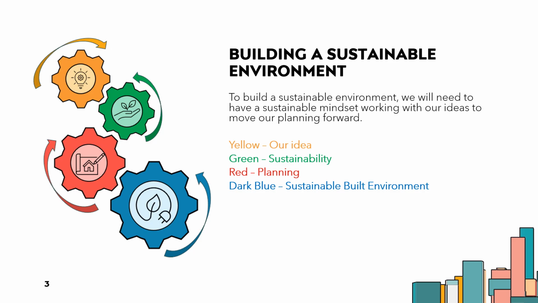environment. As you can see in our visual model, we have now added a sustainability gear into our system, which is represented by the green color and the image of a leaf in a hand. This gear is now working with the idea gear to turn our planning gear. Notice that the planning gear is now moving a different direction. With this change, we have also changed the built environment. Our built environment gear is now a sustainable built environment gear, which is represented by the dark blue color and the image of the green energy type of picture.